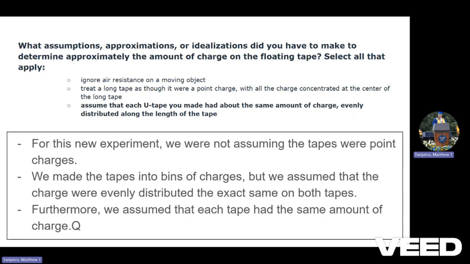What we approximated in this lab is that we are assuming that each tape has the same amount of charge and is evenly distributed the same amount, meaning they affect each other the same amount. We're not assuming it's a point charge, but we're just assuming they have the same charge and it's spread out the same, which it most likely is not.